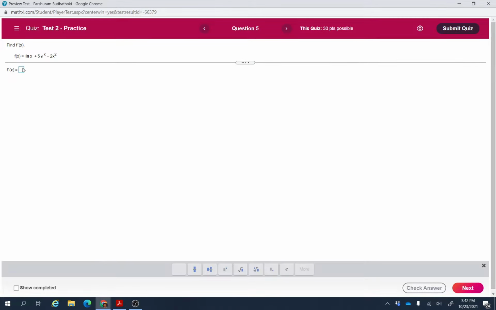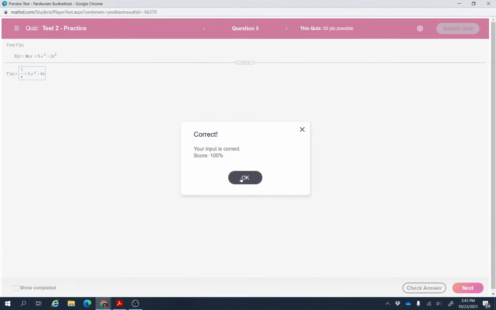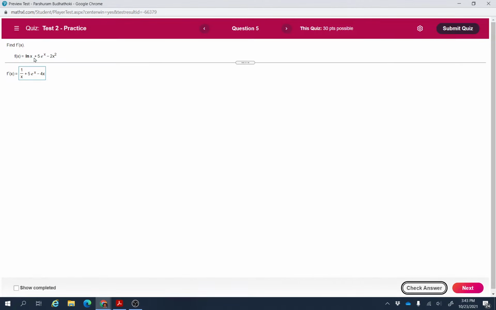Okay, so find the derivative of this function. We know the derivative of ln of x is 1 over x. The derivative of the exponential function is the exponential function itself, and the derivative of x squared is 2x, and there is a 2 already, so it would be 4x. So the basic derivative formulas.